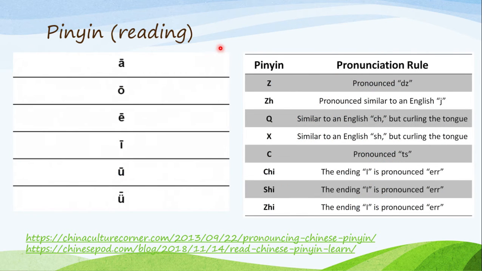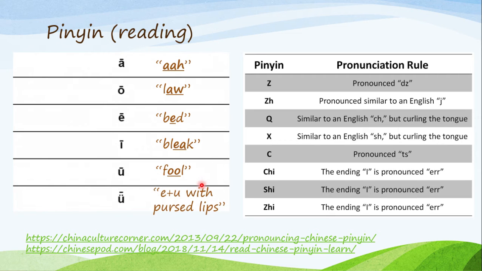Now, we'll start on the left column. This is really difficult for me, so if you have trouble with this one, you're not the only one. Keep in mind that it's EU with pursed lips, so purse your lips together and pronounce it. So I'll go over it again.